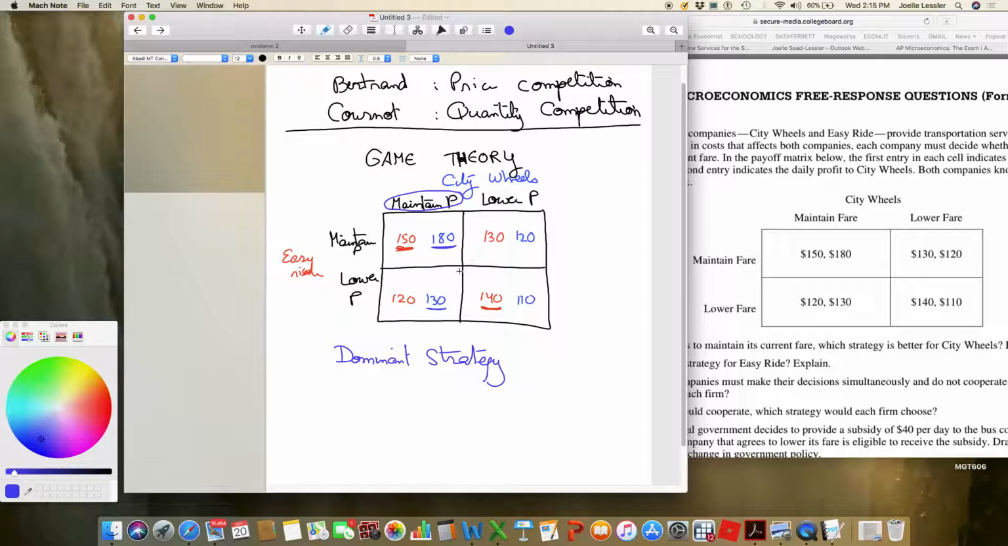So what we've done is we've drawn an underscore on the best response for each player. And then we identify which cell has both entries underlined. And guess what we call that? We call that the Nash equilibrium. So the Nash equilibrium is a situation where both are playing their best response.